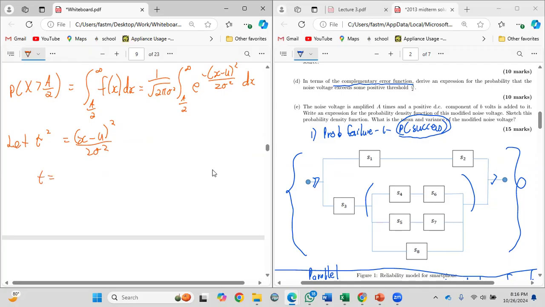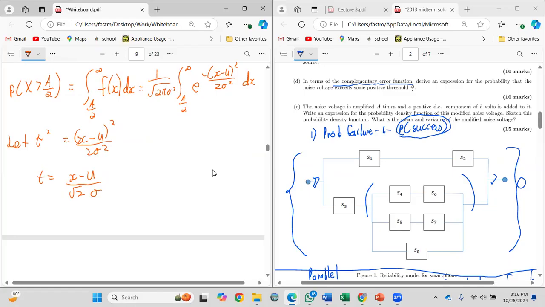So t will just equal x minus mu over the square root of 2 sigma. The square root of sigma squared is sigma, and the square root of 2 is root 2. So we have this here.